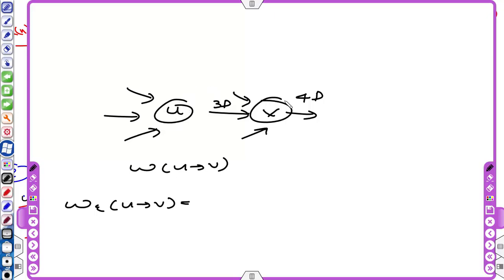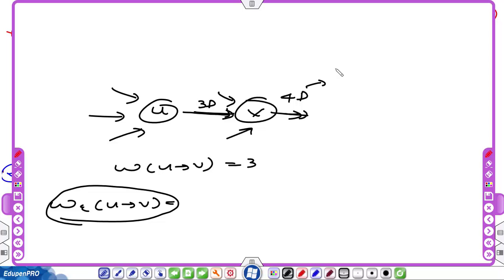Suppose this is node U and V, and they are connected via an edge, and W(U to V) is given as 3, and now we want to retime it. I am not drawing the other part, I am only focusing on these two nodes. Let's say that the outgoing edge of this node V has a delay of 4D, and this is an incoming edge with respect to node V, and it has 3D. There are other incoming edges, and for this node this is the outgoing edge and these are incoming edges.